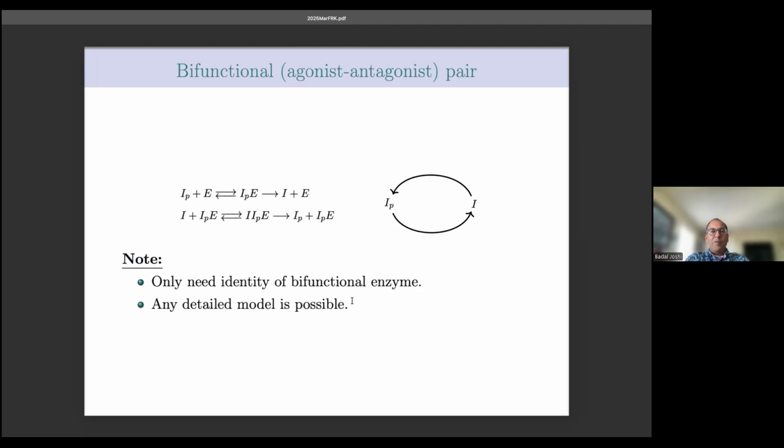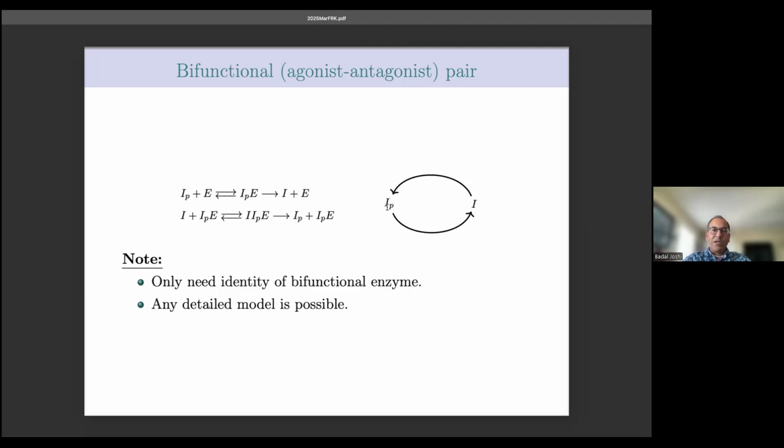Okay. The other thing I need is a bifunctional pair. So I already talked about bifunctionality earlier. A bifunctional pair on a hypergraph is just a pair of reactions or hyperedges where a bifunctional enzyme is acting, right? So if I have these two reactions, in the first reaction, this enzyme E is acting as a normal enzyme, and it forms this complex IPE, which then becomes the enzyme for this reaction I going to IP. So this pair of hyperedges is a bifunctional pair, and the first edge, I'm going to call that an agonist. So IP going to I is the agonist, while I going to IP, that's the antagonist, right? They sort of push and pull these two edges. And so that's why they are the agonist and antagonist.